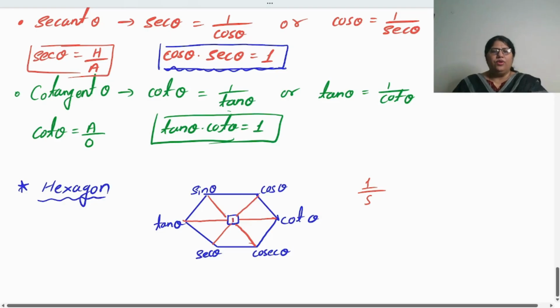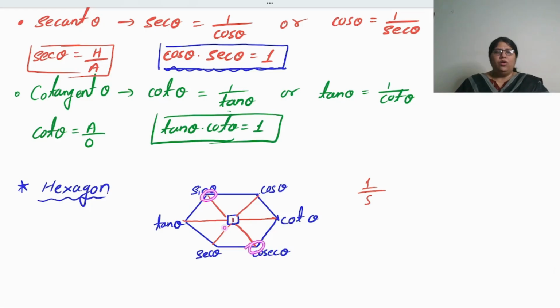And if you want to take it as a product, then sine theta into cos theta is 1. Similarly, sec theta into cos theta is 1. Cot theta into tan theta is 1. So hope you got this.